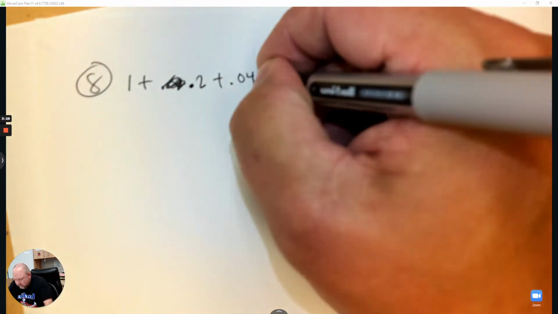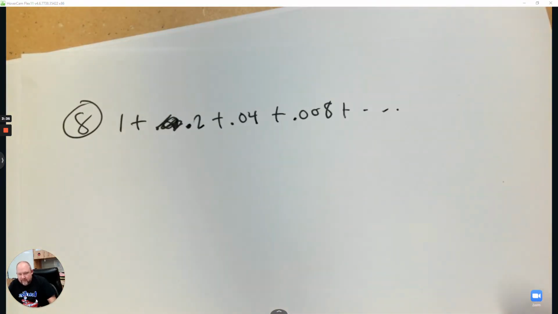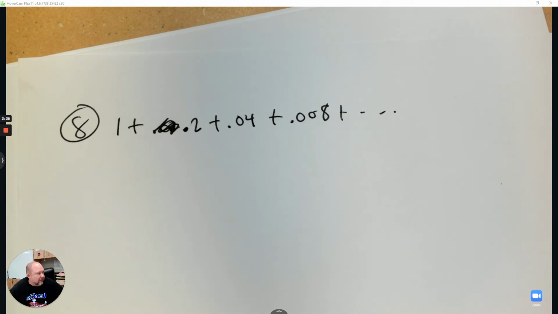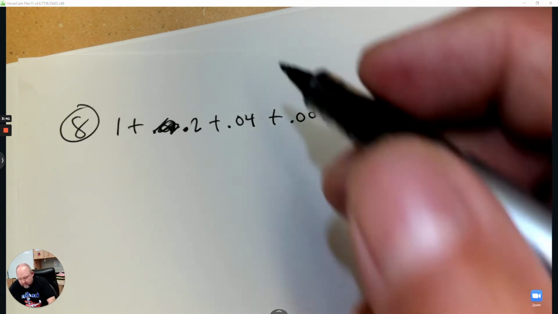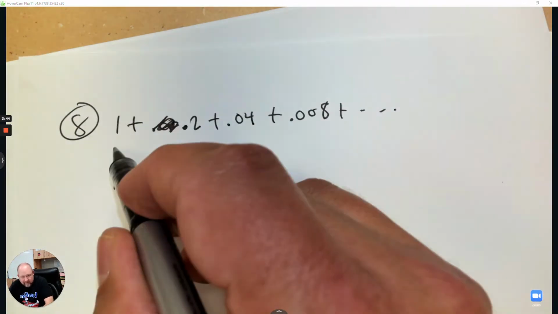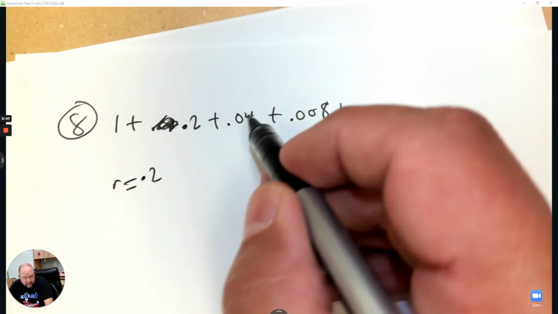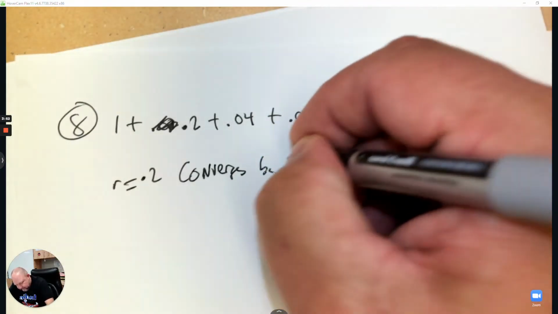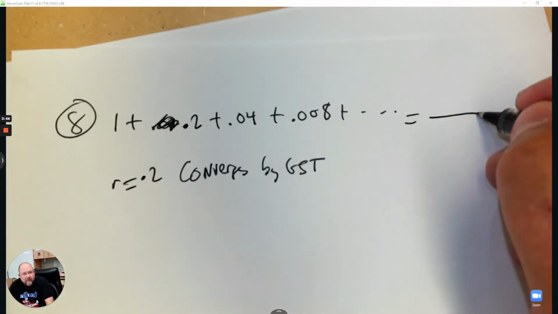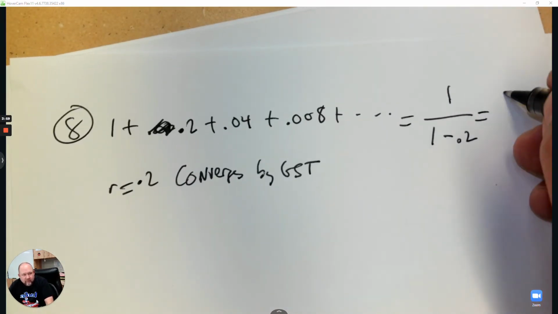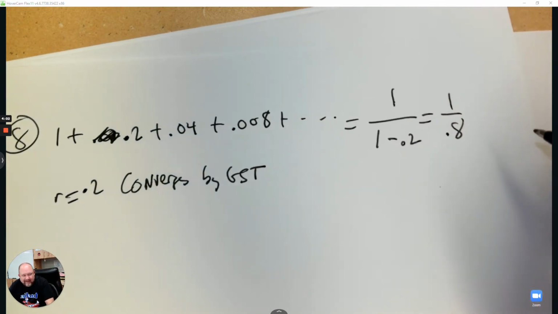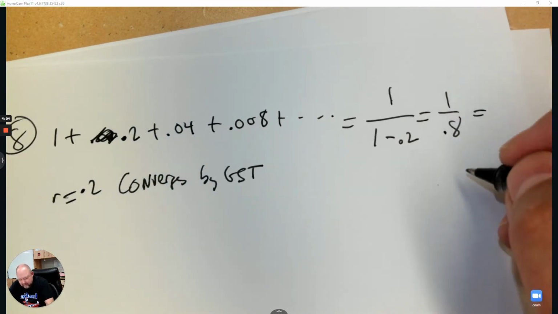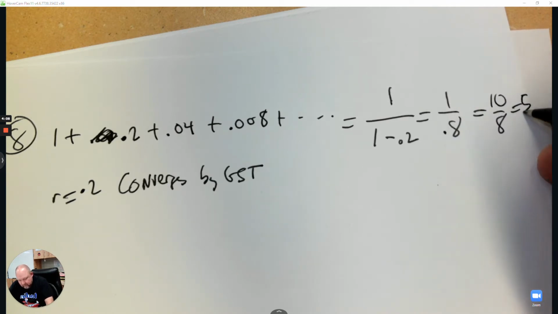Oh, it's 0.2, 0.04, 0.008, and so on. So if I look, what am I multiplying times every time? If you divide, it's 0.2. 1 times 0.2, 0.2 times 0.2, and so on. That's less than 1. So this converges. And then you take the first term and then 1 subtract the common ratio. So 1 divided by 0.8. 0.8 is 8/10. So the reciprocal will be 10/8 or 5/4.